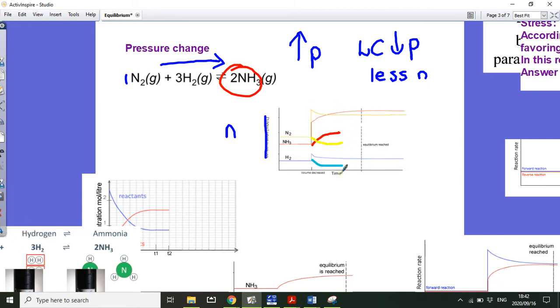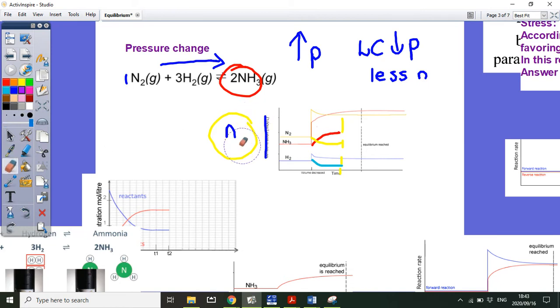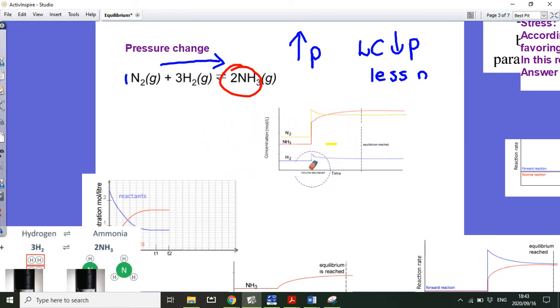So you will have your graph looking like that. And then when they go parallel again, I've reached my new equilibrium. So be careful and look, if it's a mole graph, then it will not shoot up or down. But if it is a concentration graph, it will go up or down because of the volume changing. So that's those two, concentration and moles.